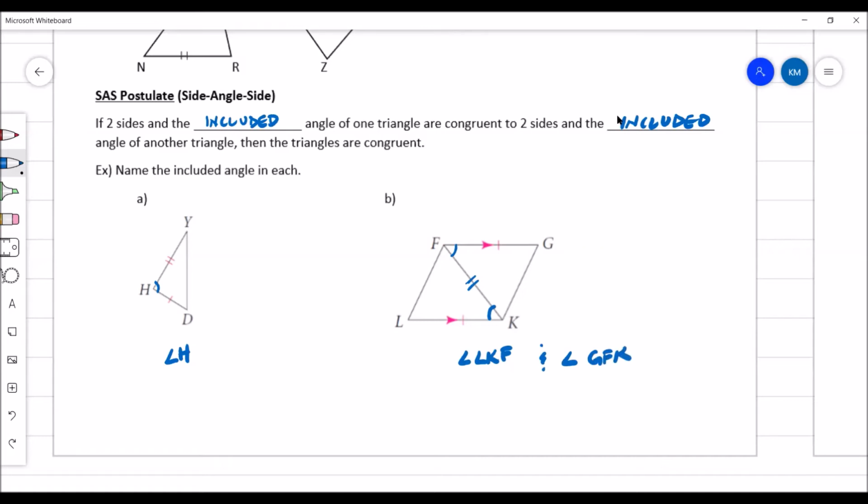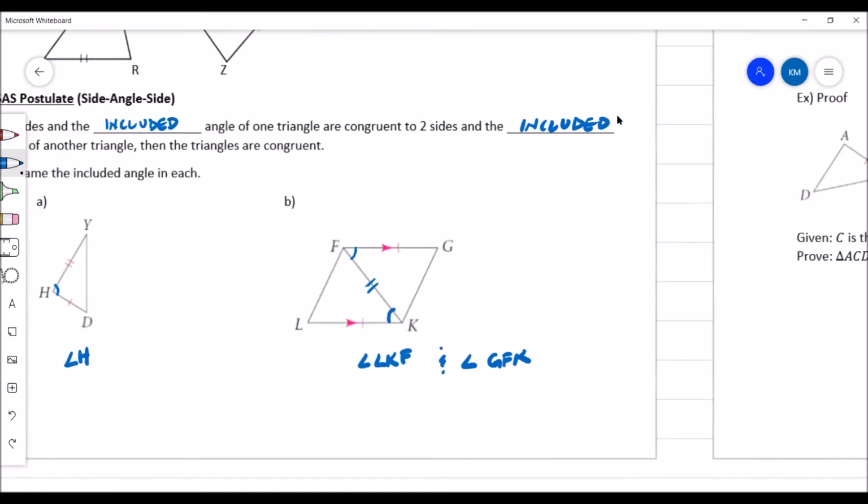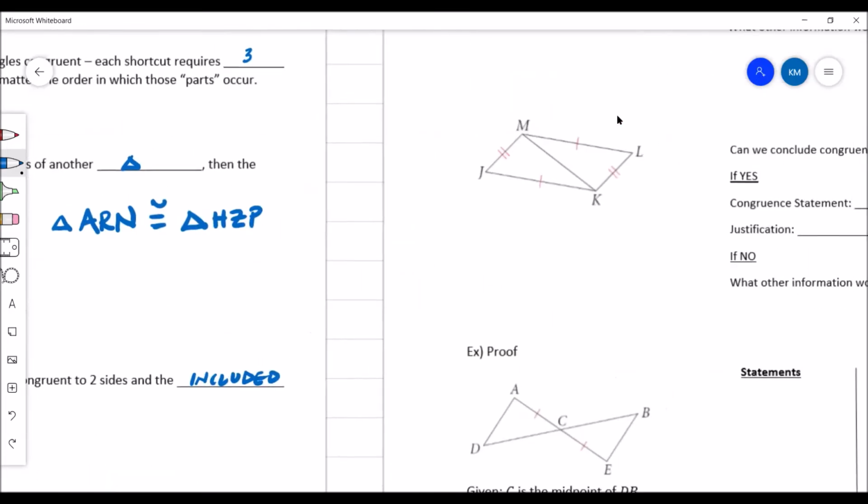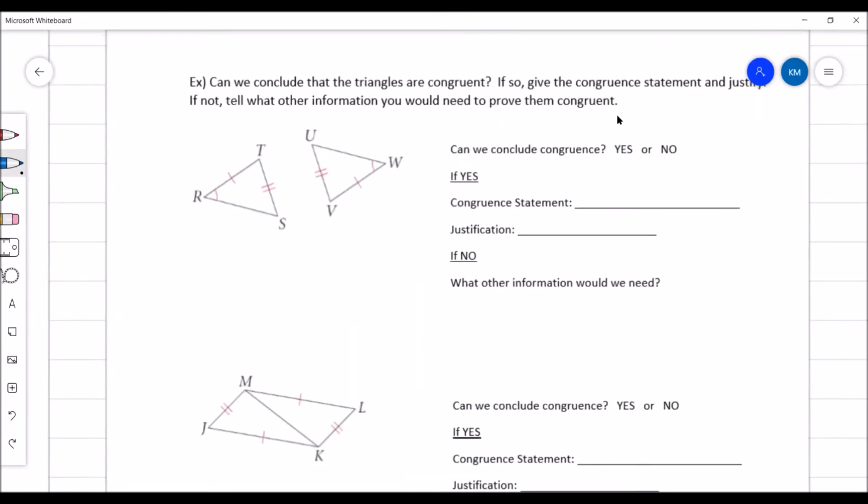I do want to point out the importance of naming our angles correctly here. We were able to name this angle H because there's no confusion. There's only one angle H. Here, we would not be able to call this angle F and this angle K, right? Because angle F could refer to this angle GFK, or this angle LFK, or this whole angle LFG. Same with angle K. So make sure that we're specific in naming those. Hopefully you see how you can tell what an included angle is.